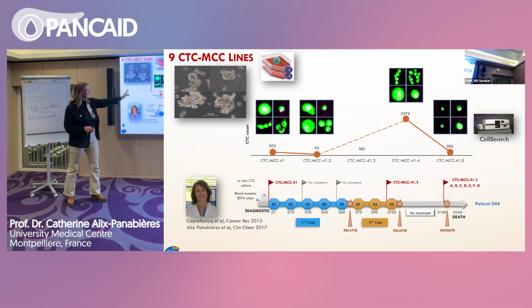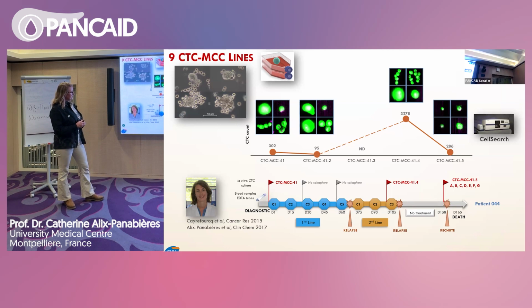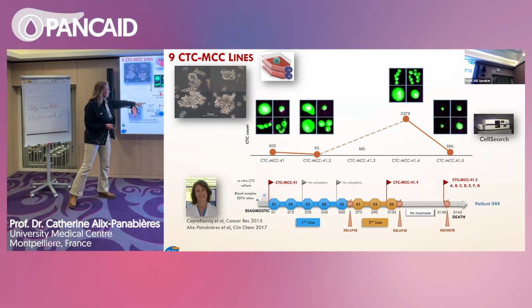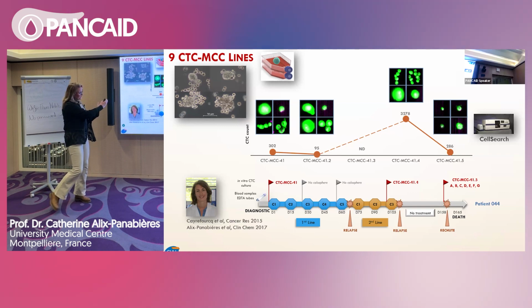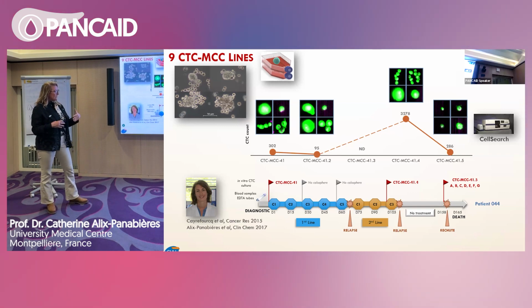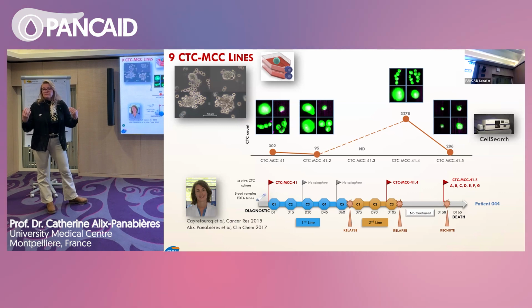And you see that you have here the progression. You have a CTC line before treatment, after the first relapse, and just before the patient died. And at the end, it was like growing everywhere. So you see that the pressure of selection with the drug and the different drugs that the patient had made the very aggressive clones growing everywhere. So with the potential to give rise to metastases.